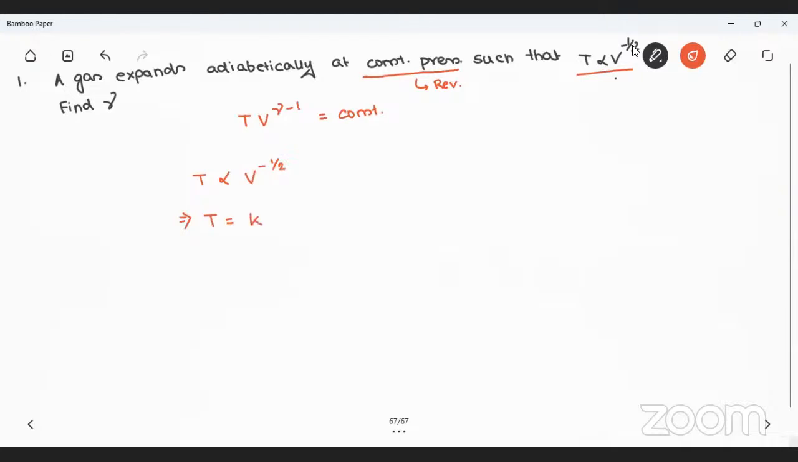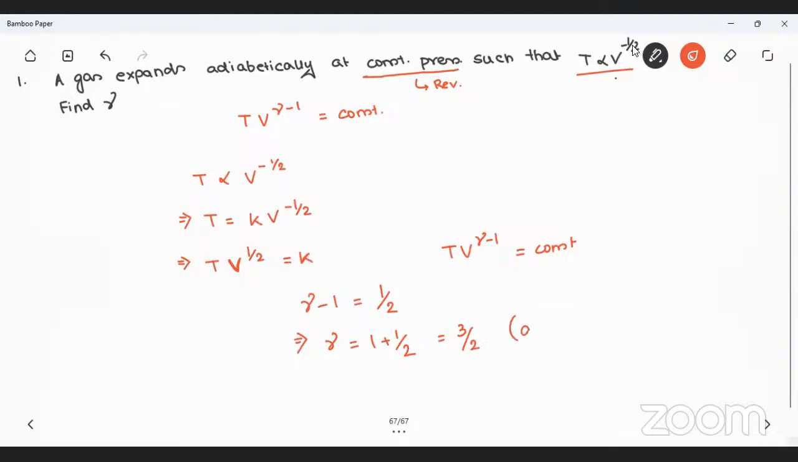How can we write like this? T is equivalent to K into V to the power minus half. So, T into V to the power half is equivalent to K. And we know T V to the power gamma minus 1 is constant. Now, if we compare both these equations, we get gamma minus 1 is equivalent to half. So what will be gamma? 1 plus half. That is 3 by 2. Answer is 3 by 2. Okay? Clear? Yes, ma'am.